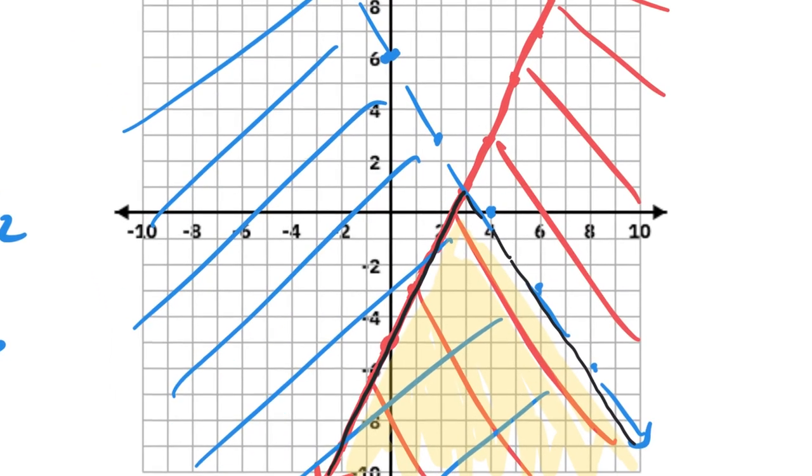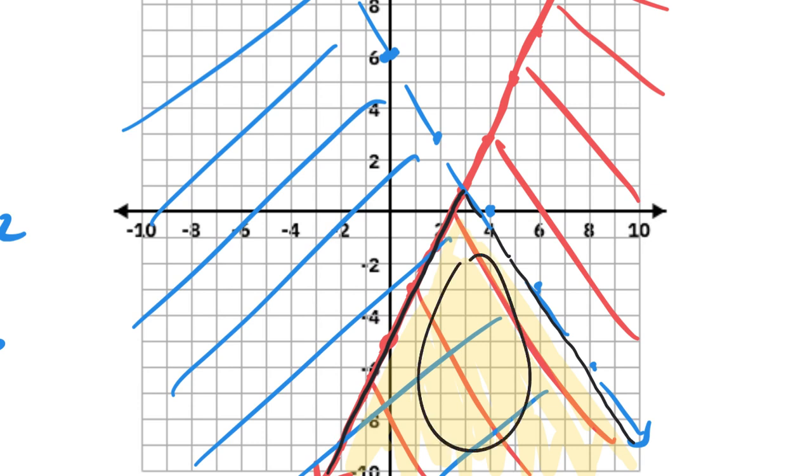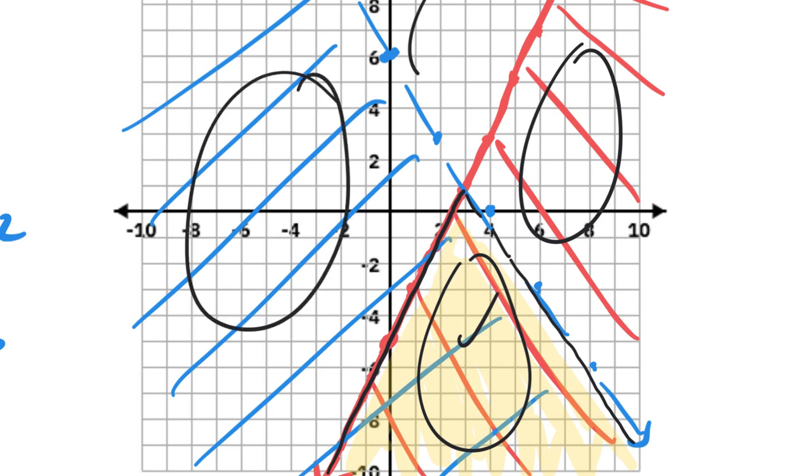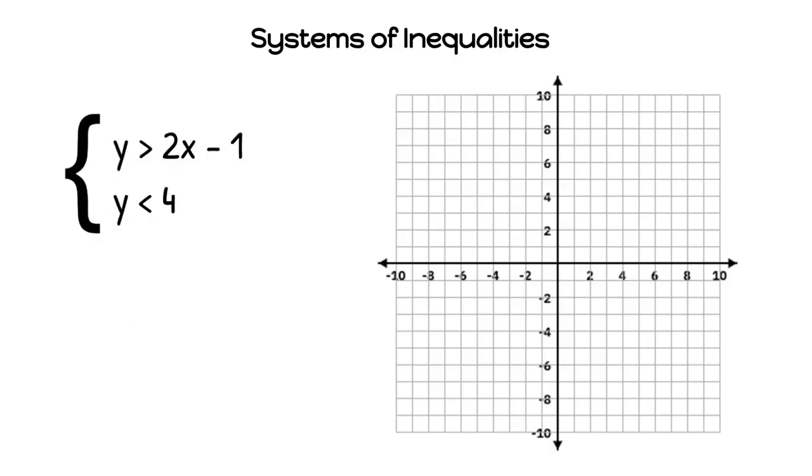So anything that is in this area will be a solution. Anything in this area is only a solution for the red one. This area is only a solution for blue, and of course that area is not a solution for anything. For the second example, we'll do the same thing. We'll just do a quick graph of them.